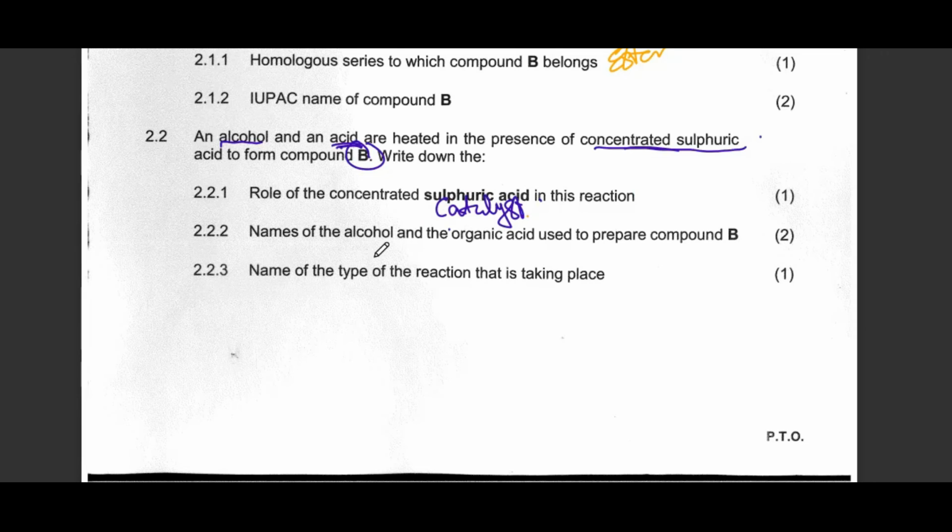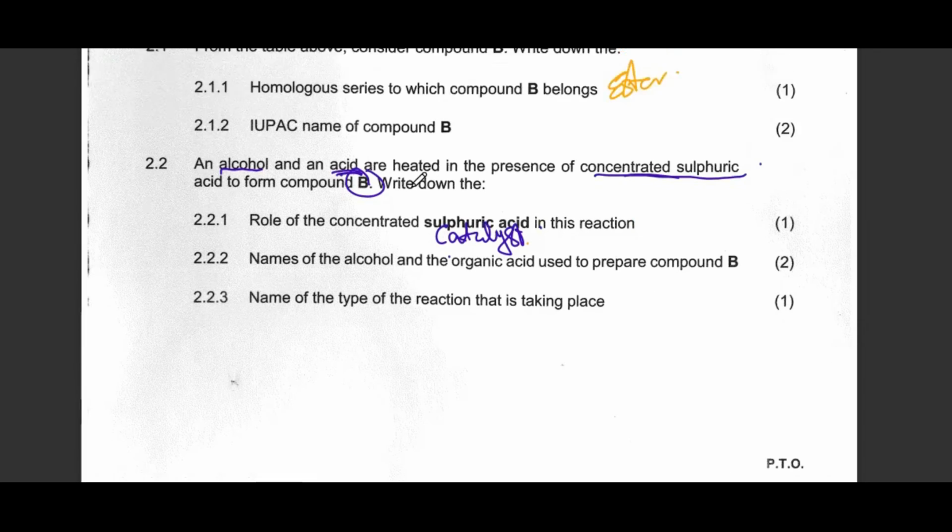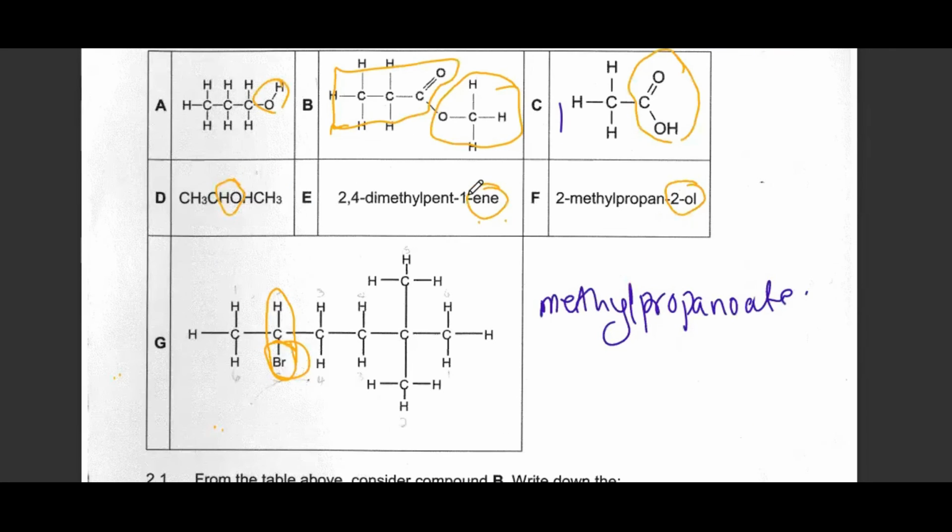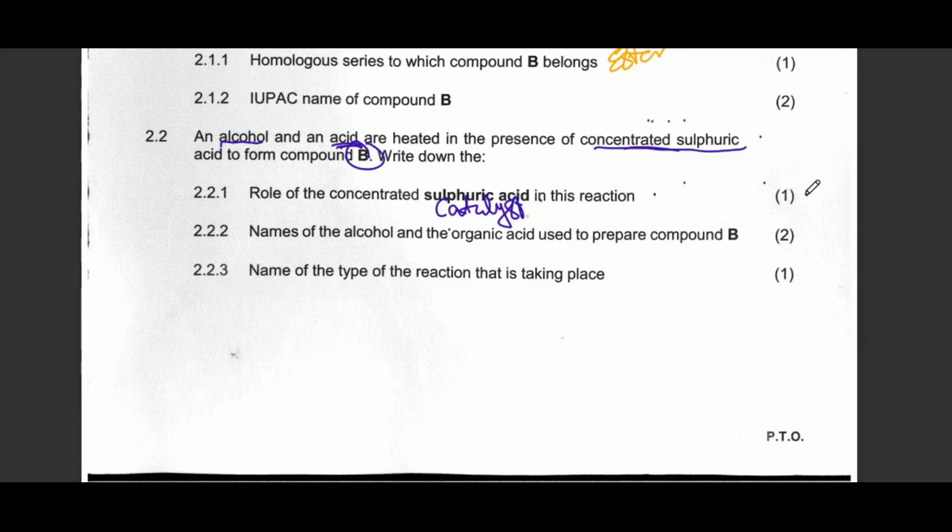Name the alcohol and the organic acid used to prepare compound B. So if you look at this, we say that this one comes from the alcohol. So it means that the alcohol is going to be meth. Alcohol is going to be meth, which is 1.